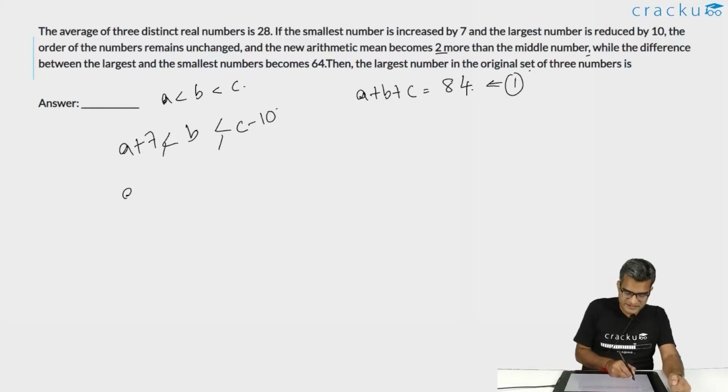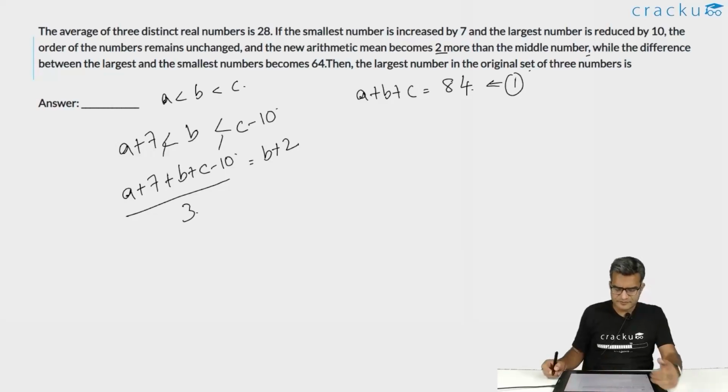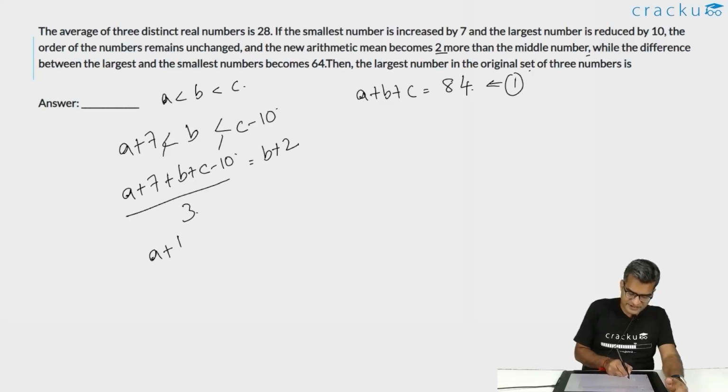The sum of the 3 numbers is A plus 7 plus B plus C minus 10. And the average is you divide this by 3. This is equal to the middle number plus 2. We can simplify this to get another equation. So we are essentially getting A plus B plus C minus 3 is equal to 3 times B plus 2.